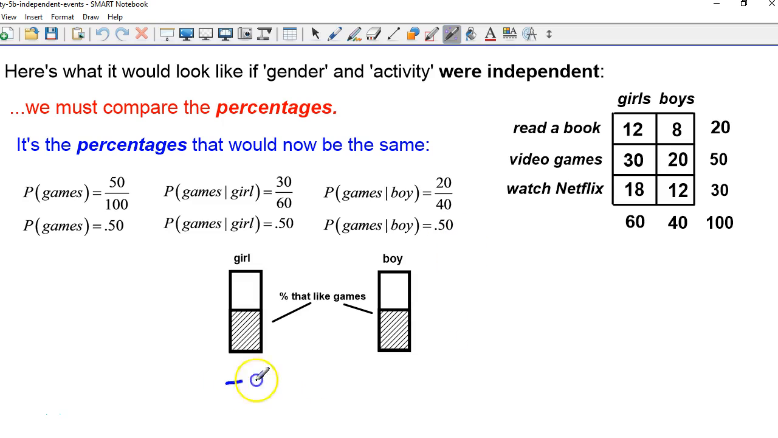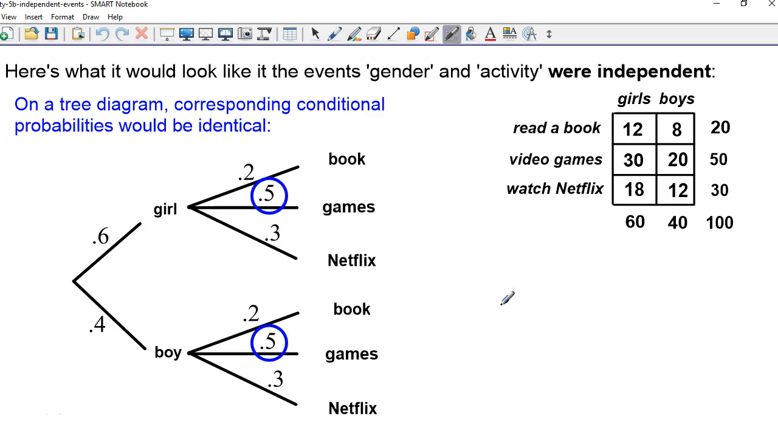And if I had bar charts like this, the shaded regions of percentages that like games would be the same across both genders, or at least approximately the same. Okay, if you had a tree diagram, it would look something like this. The probability of playing games would be 50% everywhere in the tree, and it wouldn't change depending on whether we had a girl or a boy.